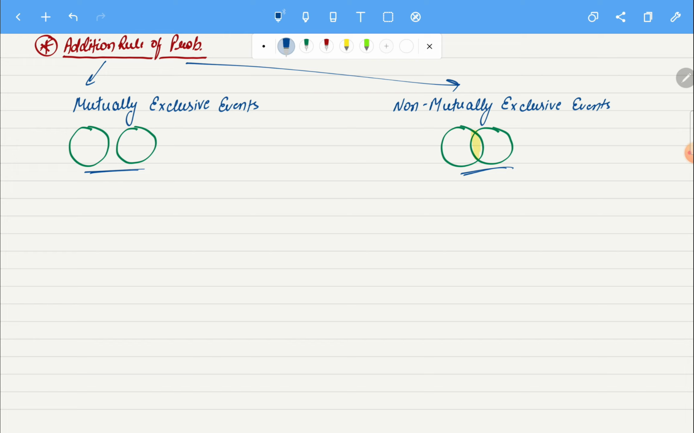Now let me first show you the formula for both of these cases, and then we will take examples and understand them intuitively. So when we want to find the probability of event A or B happening and our events are mutually exclusive, we can simply say probability of A plus probability of B, and this will give us the answer. But in case of non-mutually exclusive events, we will have to subtract this intersection part, because if we simply do probability of A plus probability of B, this particular part will be counted twice. So because of that we will have to subtract this particular intersection.